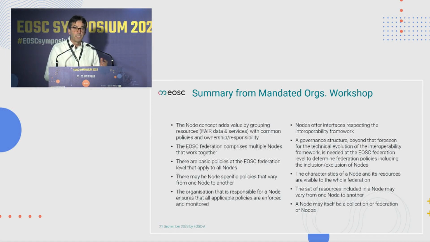And what I have here as well, I said we had 2 earlier workshops, and I've put down a summary of the major points that were raised there, first of all with the mandated organizations. The first point coming out is that the mandated organizations saw nodes as adding value and as a way of grouping essentially FAIR data and services that have shared policies and shared ownership or responsibility. So that sort of bounds a node. And noting as well that a node can itself be a federation. Within a node, there can be other nodes, sort of a cascading model as well.